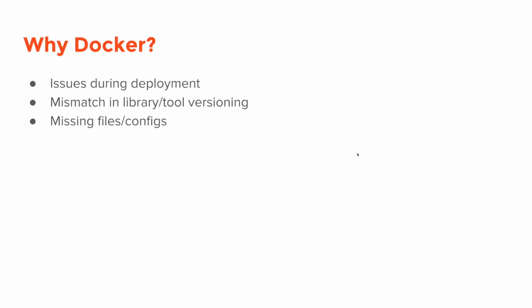So next, let's talk about Docker and why Docker is so good. Firstly, let's talk about why we actually need Docker. Docker was created because deploying your services was just too hard. There were often so many mismatches in the libraries and tool versioning, missing configs, missing files. So there's always some kind of complexity associated with packaging your app. And this is how Docker solves it.